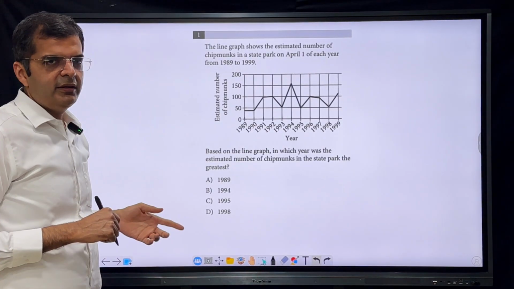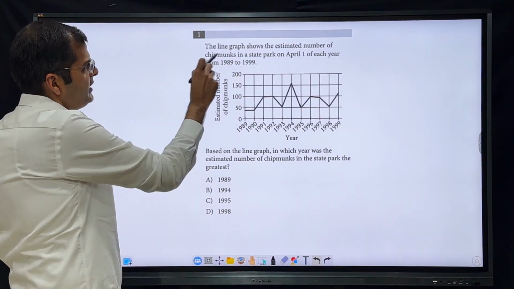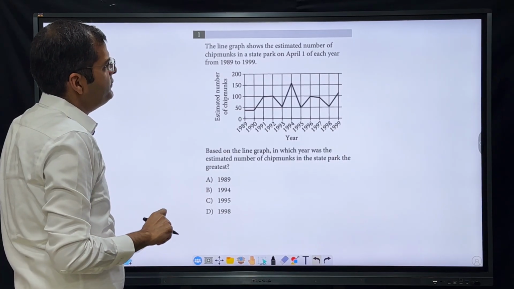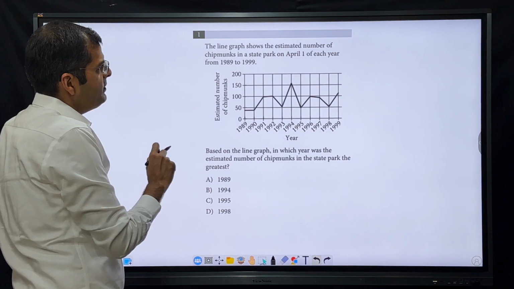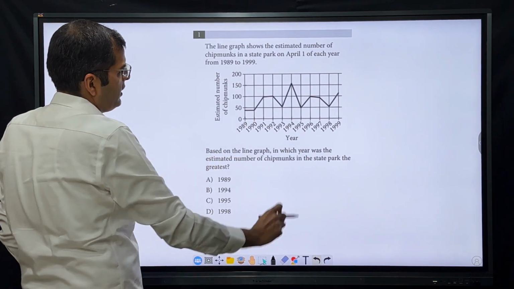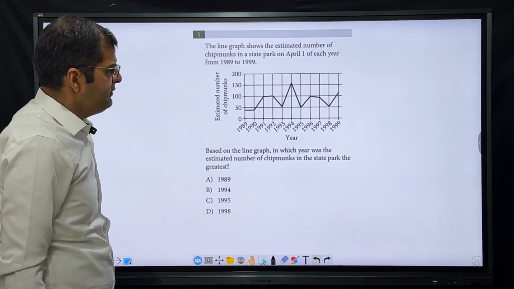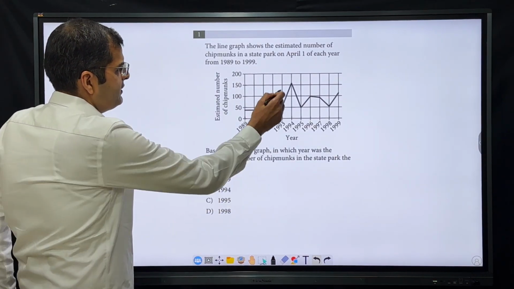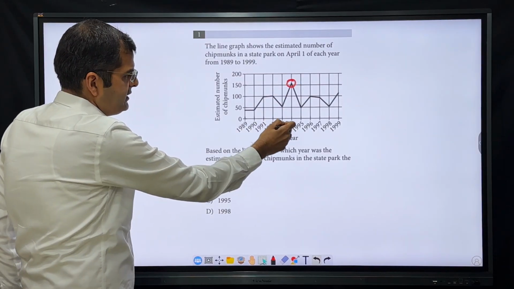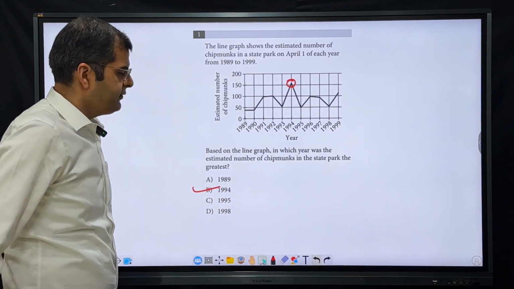So this is the first question, pretty straightforward. It says, the line graph shows the estimated number of chipmunks in a state park on April 1 of each year from 1989 to 1999. Based on the line graph, in which year was the estimated number of chipmunks in the state park the greatest? So they were the greatest this time around. So the year is 1994. Option B, 1994 is the right answer.